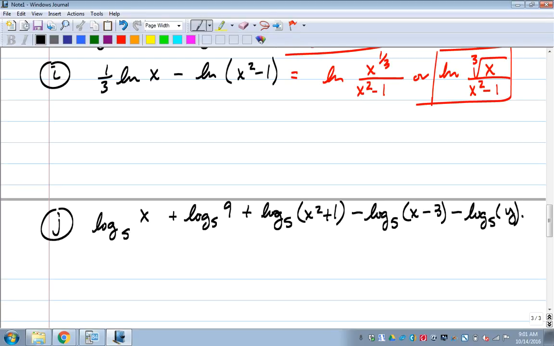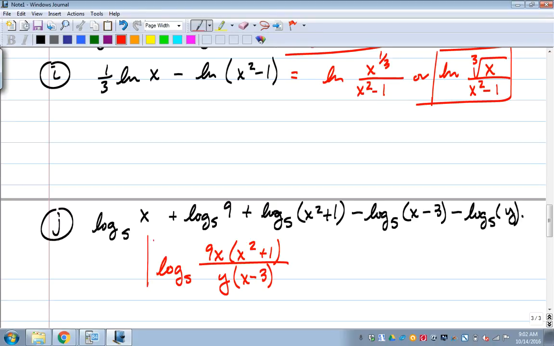So on the numerator, what am I going to have? Yeah, a 9, x squared plus 1, and that x that's here in the front. So we got log base 5 of 9x times x squared plus 1. What's going to be in the denominator? x minus 3 and y. I'm going to write it like this, y times parentheses x minus 3, because that's kind of how we're used to seeing that. And nothing else to do. It was really, really long, but we were able to condense it into one little log there, which is what we want.